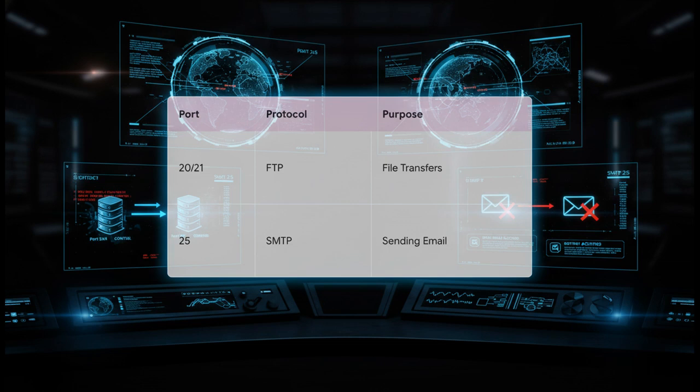Then we have SMTP on port 25, which is the absolute backbone for sending emails. However, because it lacks built-in authentication, port 25 is heavily abused by botnets for spam relay. In fact, a lot of internet service providers today just actively block it outright.